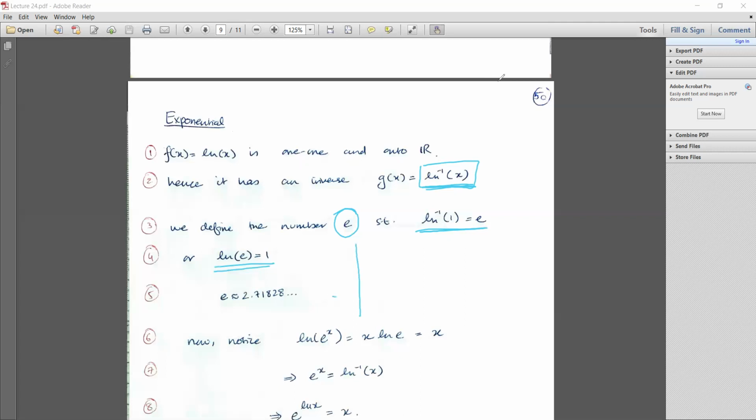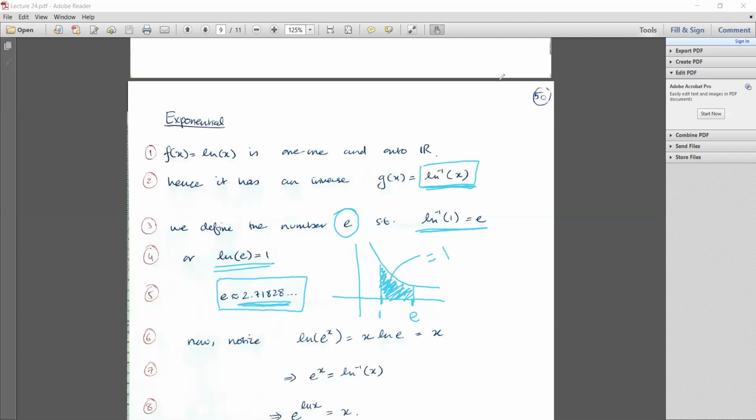Meaning I have to find that number. Remember, ln was the area under the curve of 1 over t from 1 to x. So I have to find that number e such that the area under this curve is exactly equal to 1. e is that number. If you evaluate e using a computer or a solver, it is an irrational number, whose first few decimals are 2.71828. So it's a number between 2 and 3. It's an irrational number. All right, so e is that number that makes this area equal to 1.